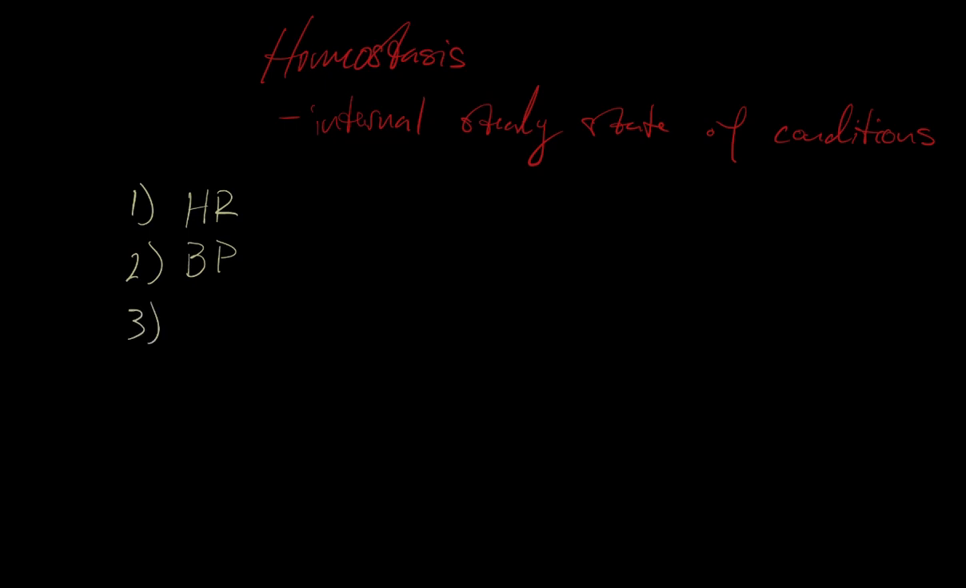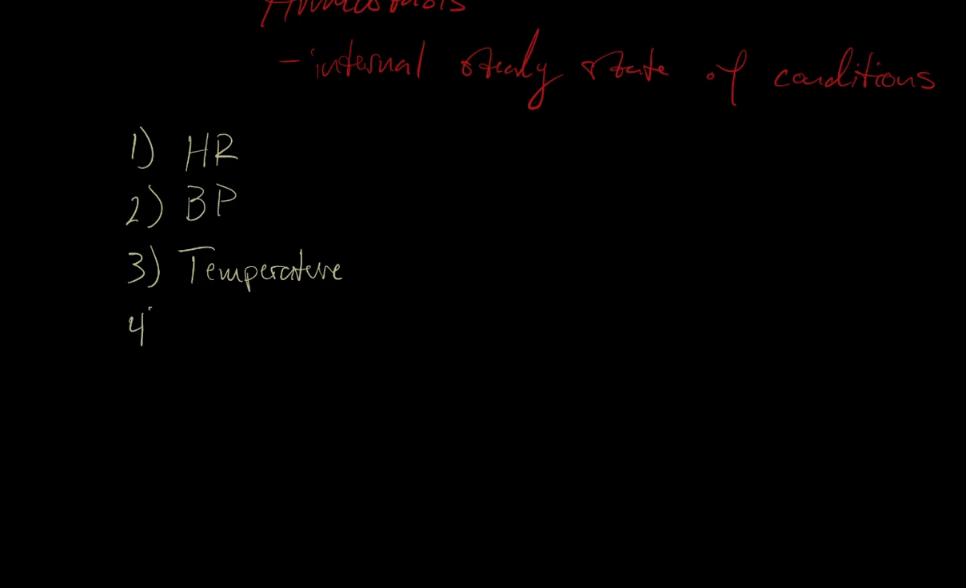Something else that we try to keep in homeostasis is our internal body temperature, 98.6, somewhere around that. Again, there's a given range. Other things are things like blood sugar, the amount of glucose that we have in our blood. We want that to stay in some given range, right?